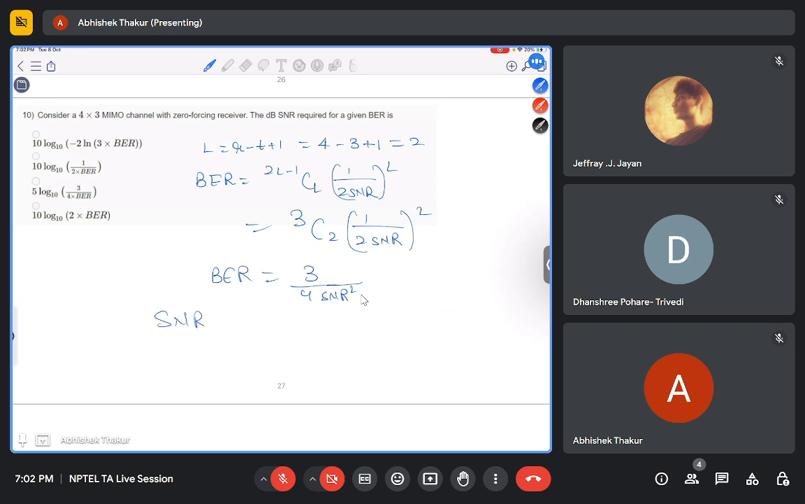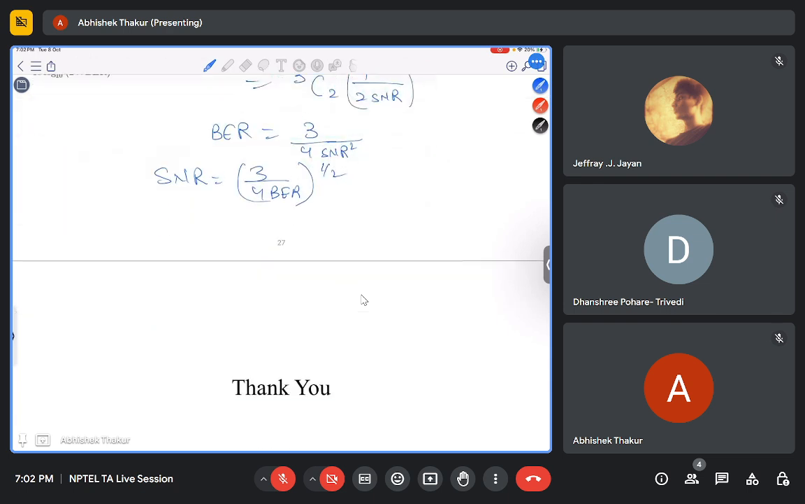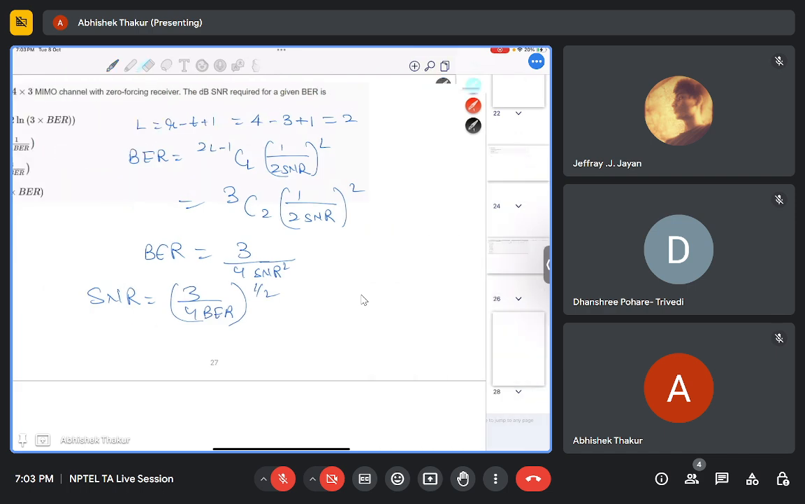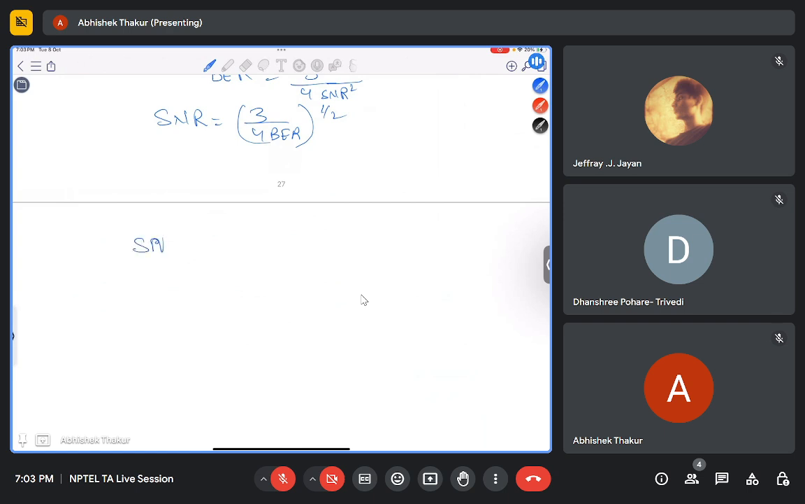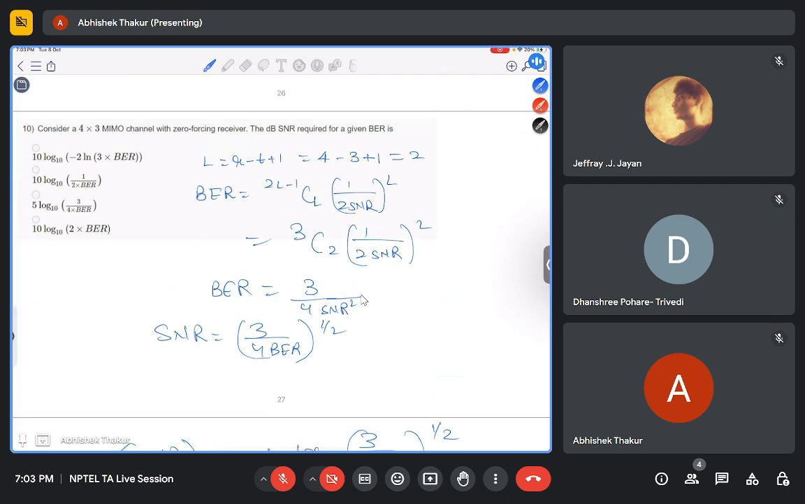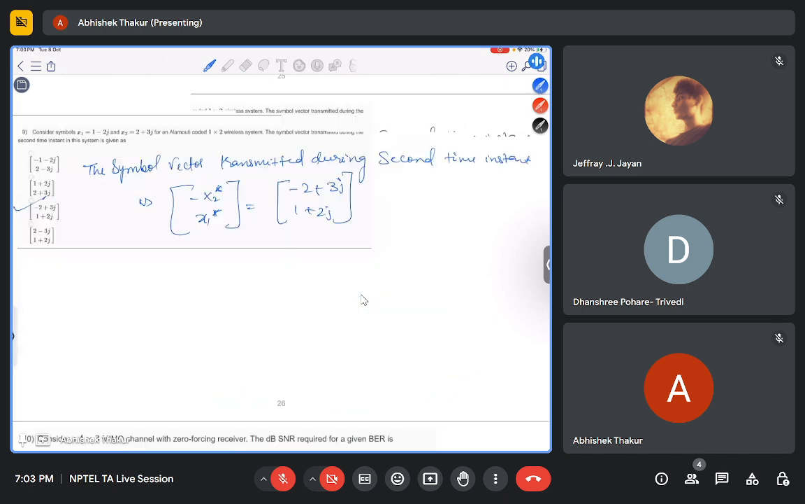So what will be the SNR value? SNR value will be 3 by 4 into bit error rate to the power 1 by 2. Now we have to find SNR in dB. So SNR in dB is given as 10 log 10 of 3 by 4 bit error rate to the power of half. So it will become 5 log 10 of 3 by 4 into bit error rate. Is there any such option? Option C is the correct answer for this question.